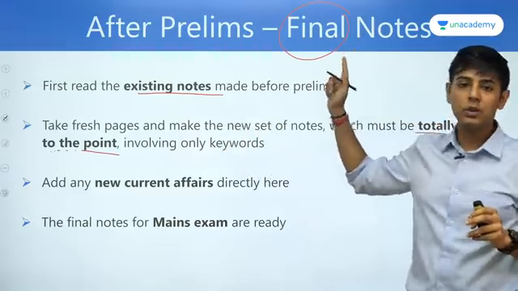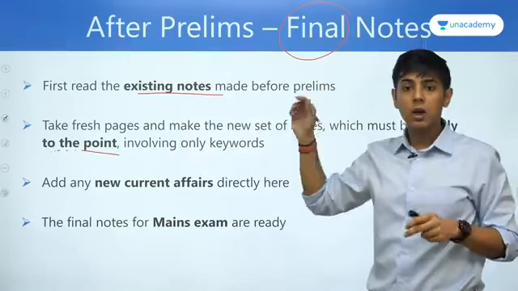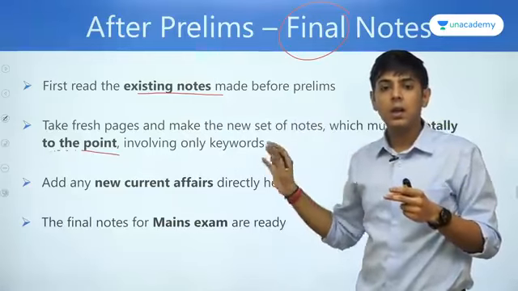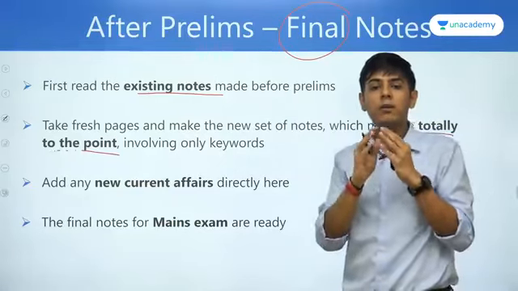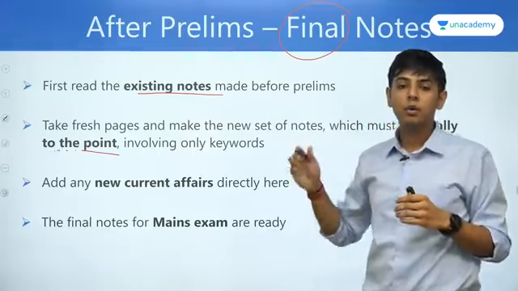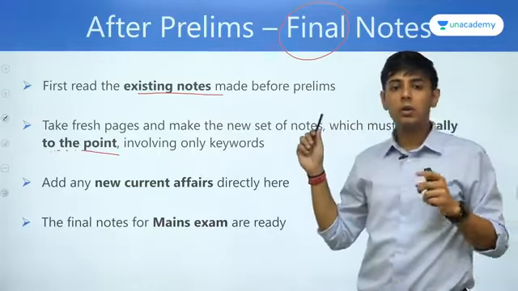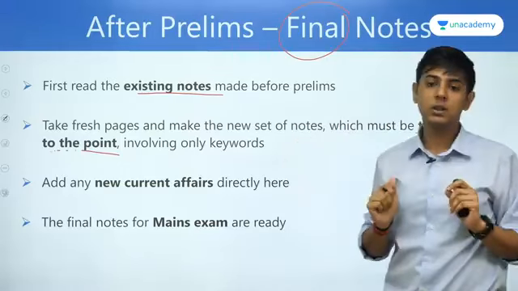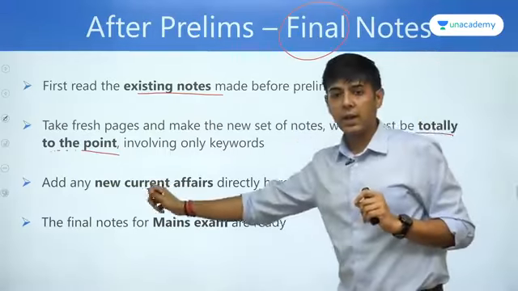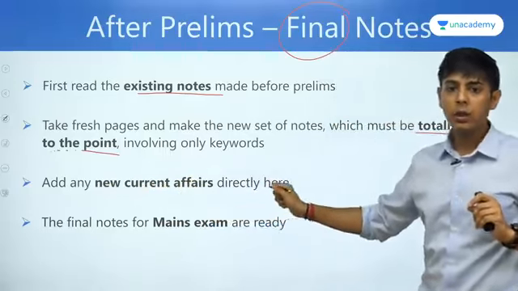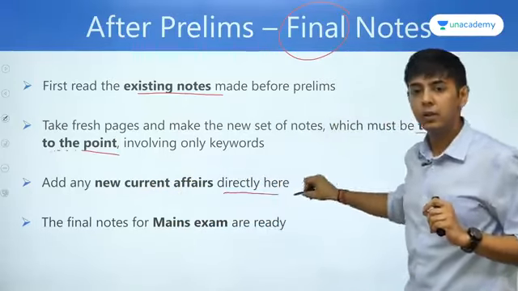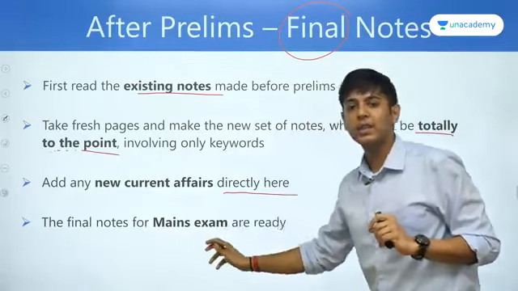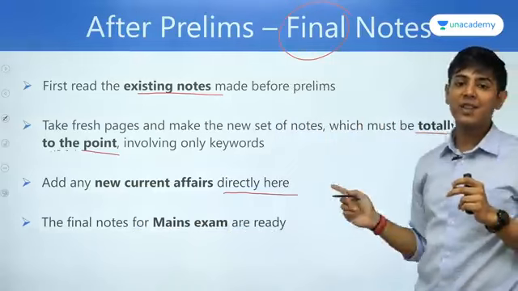Your existing notes were already very precise, but you just make them more and more condensed, so that ultimately you have a very, very small set of notes. Because finally, in mains you have only a gap of 1 day to revise. So you need ultra precise notes. And you can add any new current affairs which have come up in this period directly into these new notes. Finally, your final notes for mains are ready if you follow this recipe.